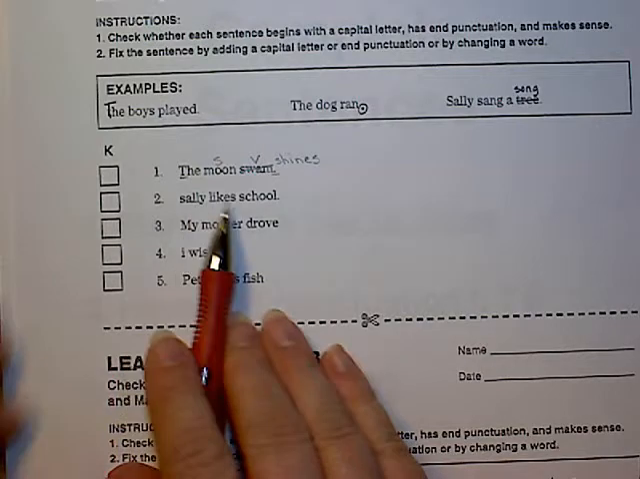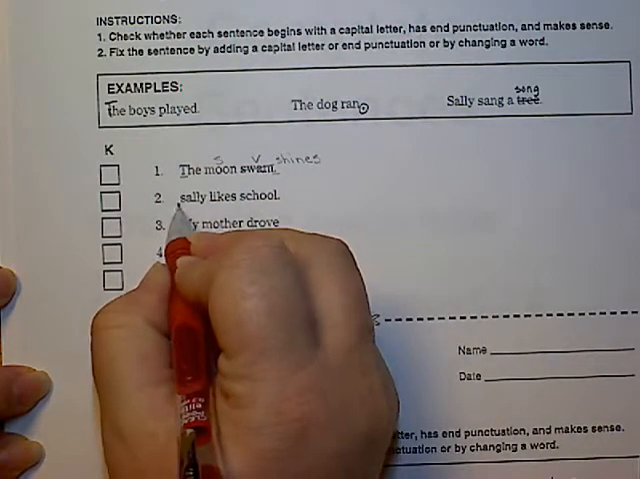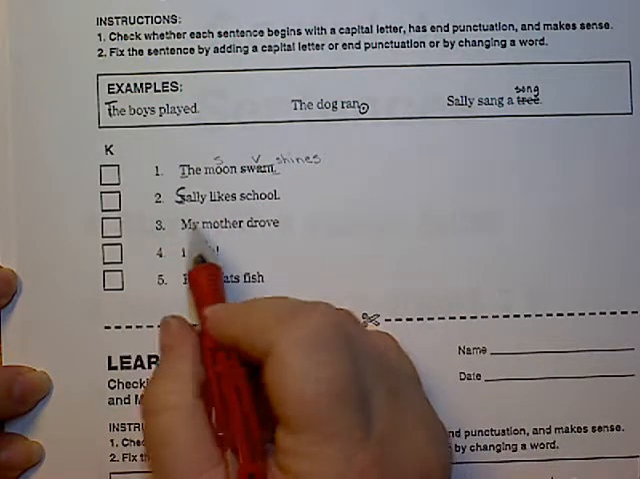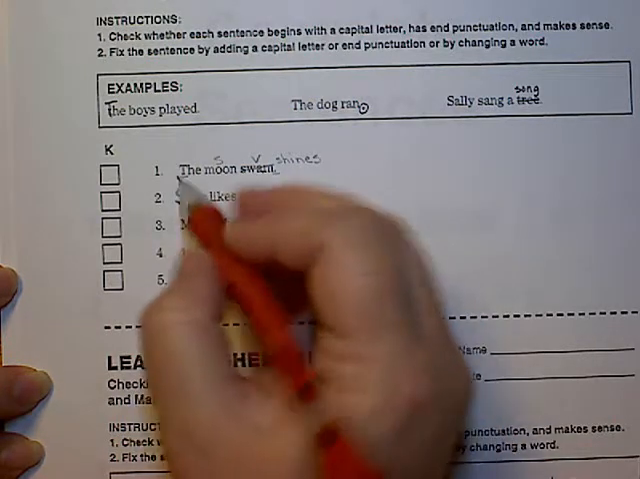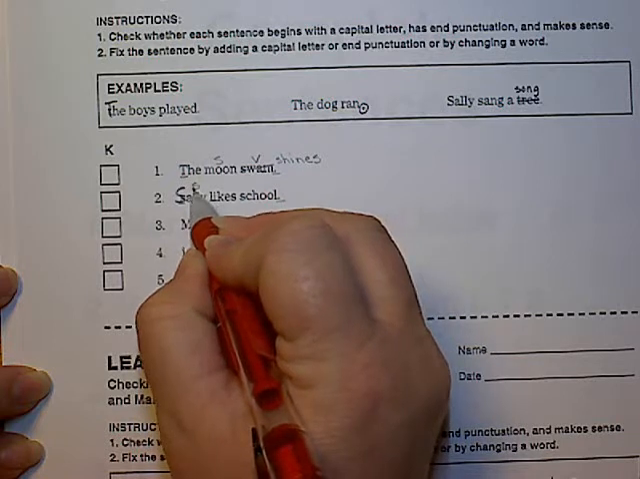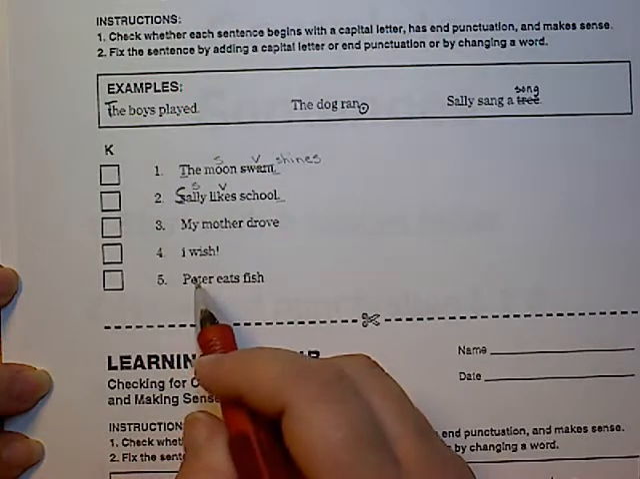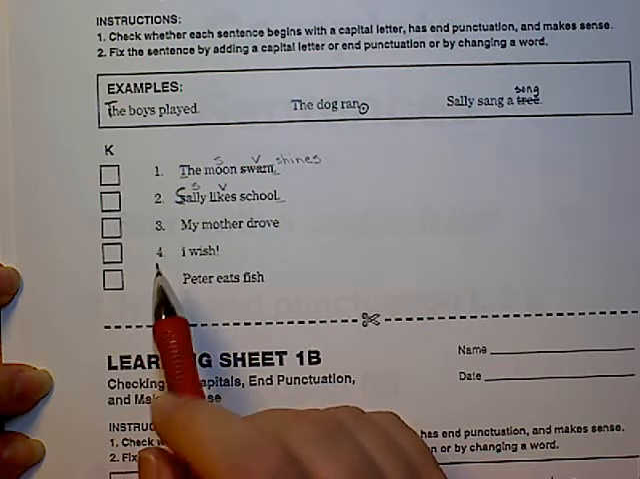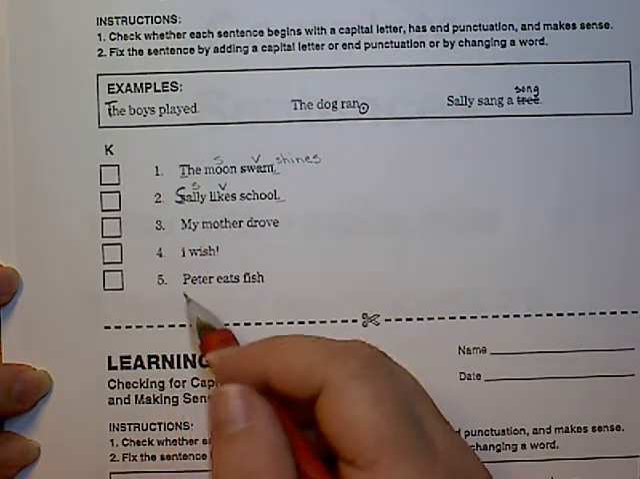Okay, so we did the requirements on the first section. Now let's talk about "Sally likes school." Let's check the first one. Do we have a capital letter? No, we do not. So I'm going to add the capital letter. Then we're going to check for end punctuation. And we're going to find our subject. Well, the sentence is about Sally, and what does she do? She likes. That's a thinking verb. It's a mind verb. So, Sally likes school. Does that make sense? Well, yes, it does. So I'm done with that sentence.